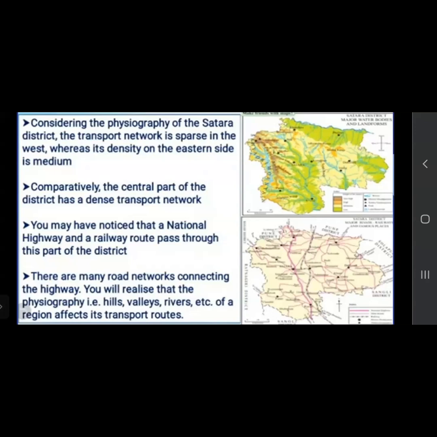So now you can see the road networks are connected to the highways, and the physiography, the hills and all, is very responsible for the transport routes. Okay, so where hills are there, valleys are there, rivers are there, it is not possible to do the construction of roads and all. So there the transportation network is very poor.